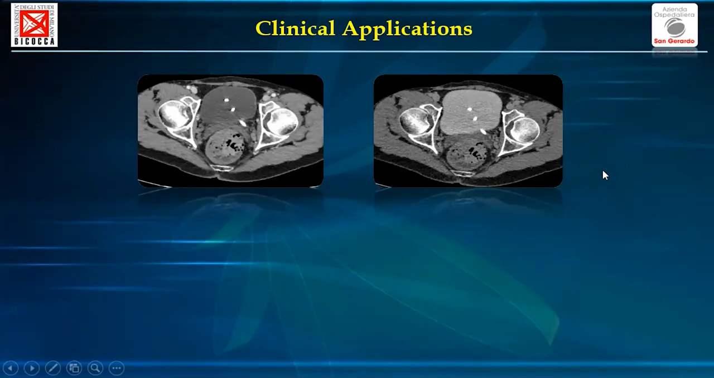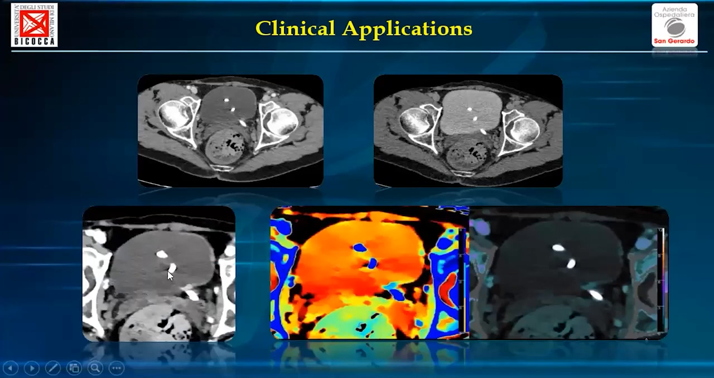What can we do now? Again, we can work with very low monoenergetic levels. We can increase the differentiation between different tissues, and we can appreciate this focal neoplastic alteration. And again, if we use the Z-effective and electron density, we are able to recognize the different components of each tissue, and we can fuse both of them and become more confident in our diagnosis.